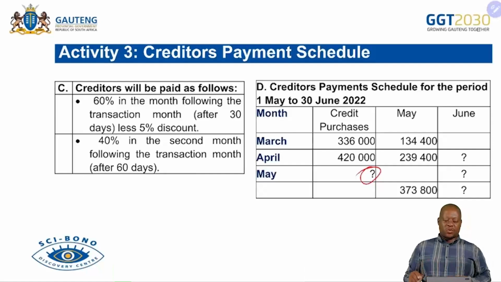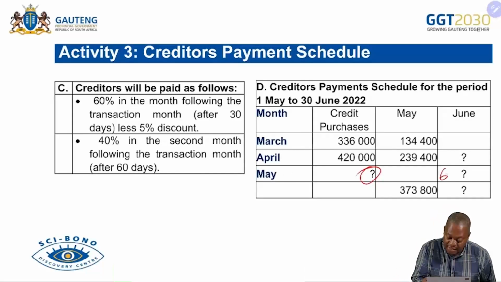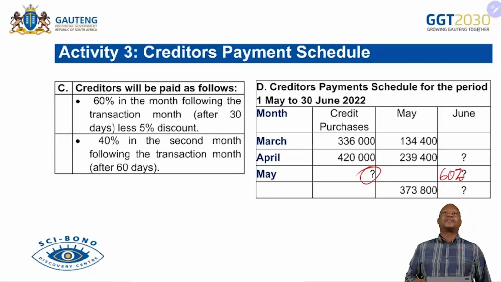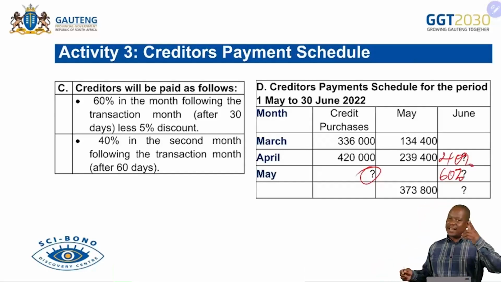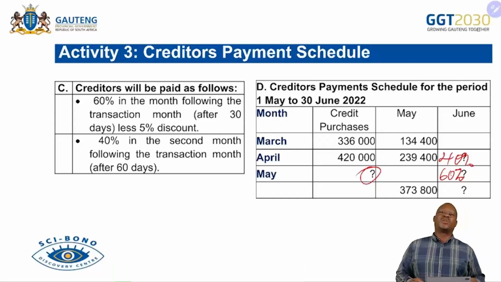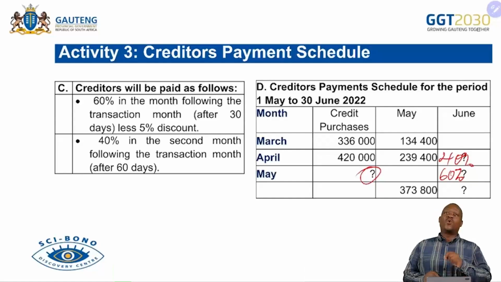And then when it comes to the collection now, remember they are saying when goods are bought in May, the first payment is made in the following month. So it means this is where the 60% is going to be collected. And then the 40% is going to be collected here. Simple. The same way we were dealing with the debtor's collection schedule, we are dealing with the creditor's payment schedule. No problem. We are going to get it right. So as long as you know which percentage is being collected when, then we are fine.